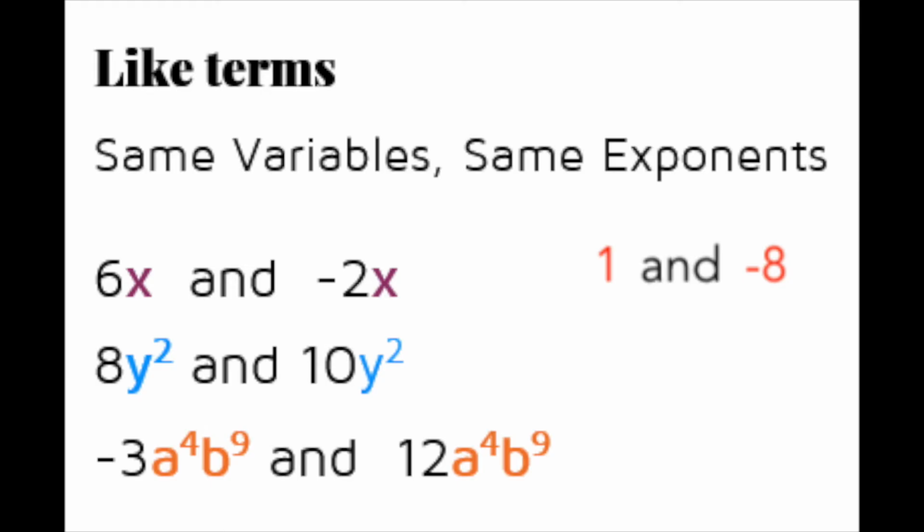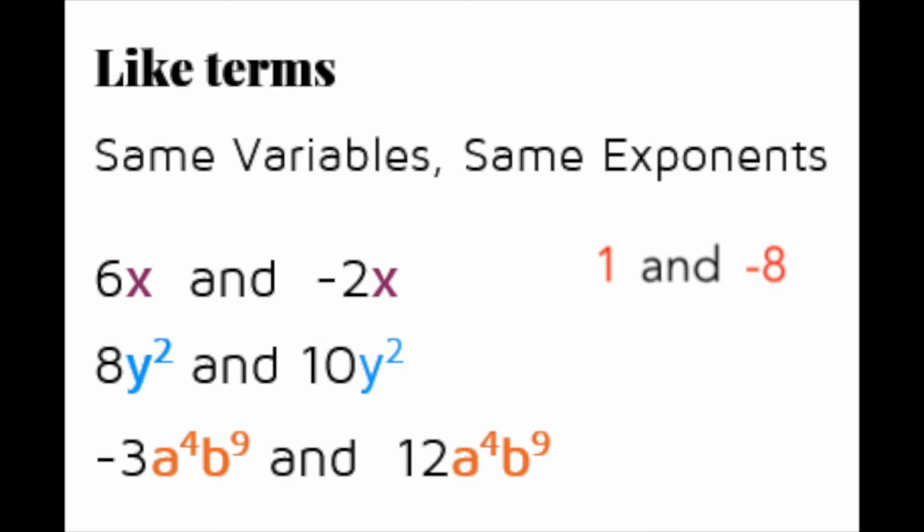Like terms are terms with the same variables raised to the same power or exponent. Here we can see 6x and negative 2x are like terms. 8y squared and 10y squared are like terms. However, 6x and 8y squared are not like terms, or we can call them unlike terms, because they don't have the same variables raised to the same power.